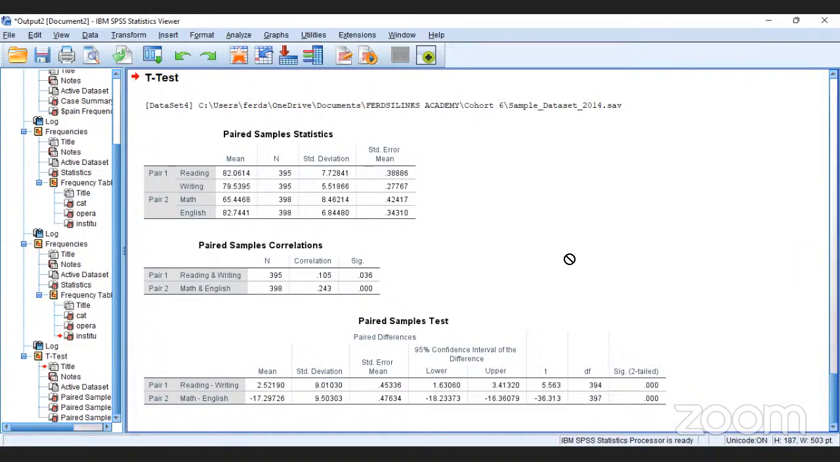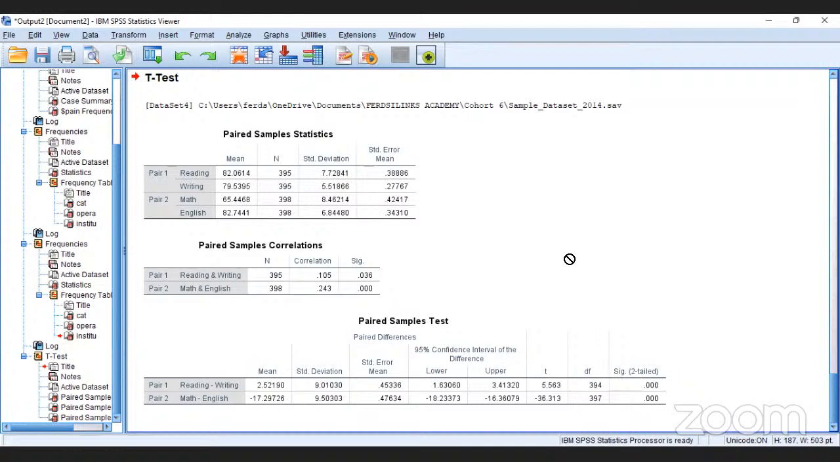We can just take the reading and writing. Forget about the math and English for now. You get that? Yes, because there are two independent variables that we are trying to verify that don't have anything in common. Don't get confused. We just take the first one, reading and writing, and we check the results. So look at the results.